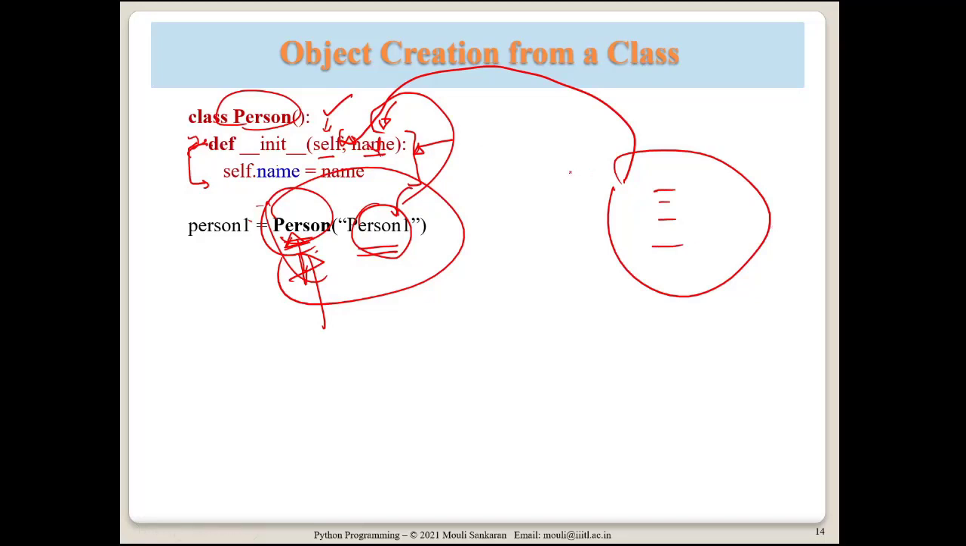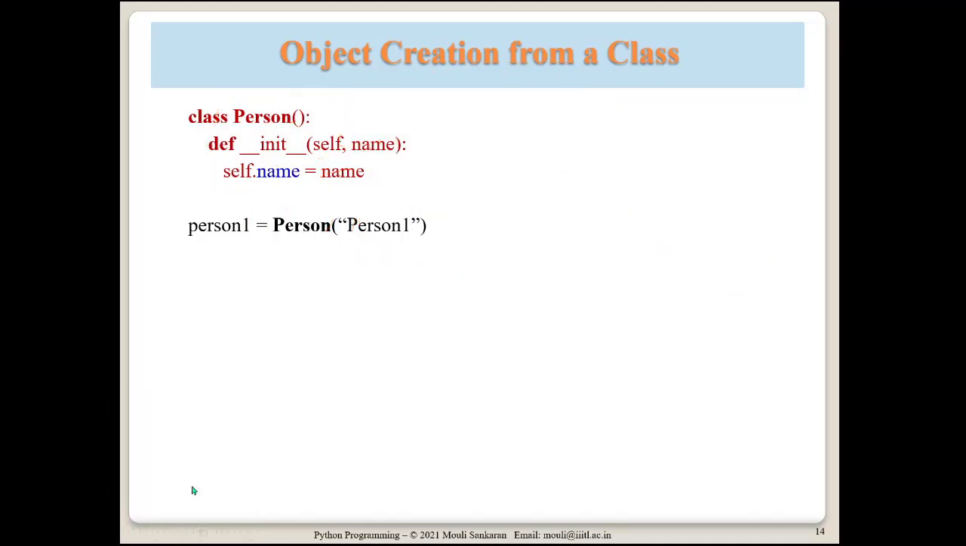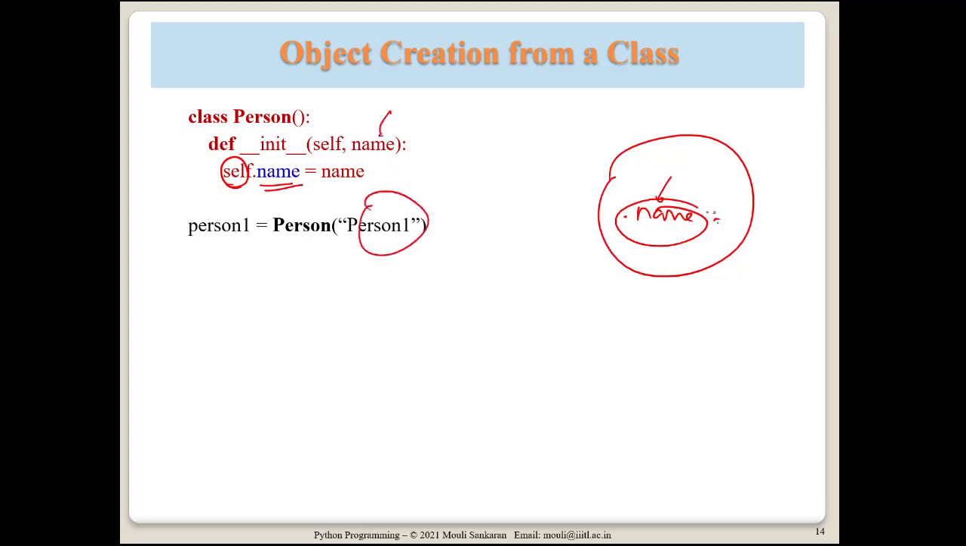What are we initializing it with? We are initializing it with the name that is getting passed. This object creation is creating the attribute .name. So inside the object, the name attribute is created, and whatever value we are passing is initialized. Person1 is initialized.